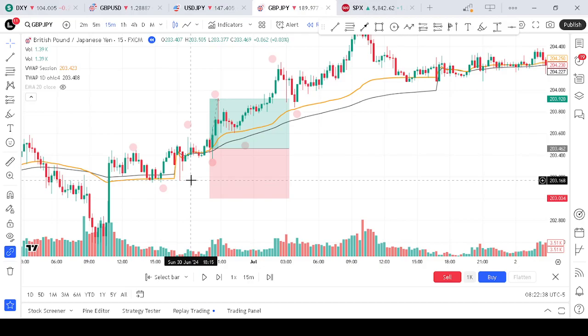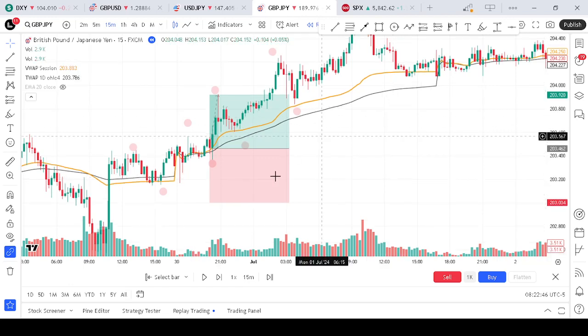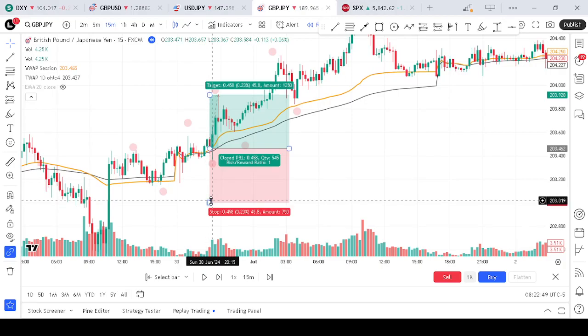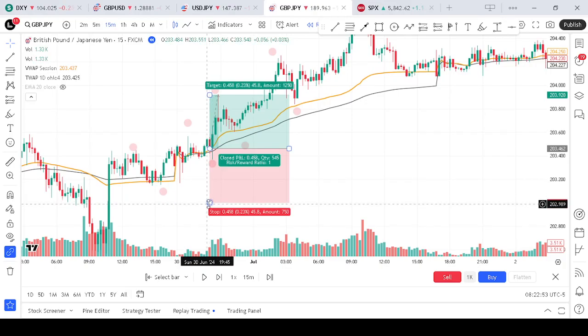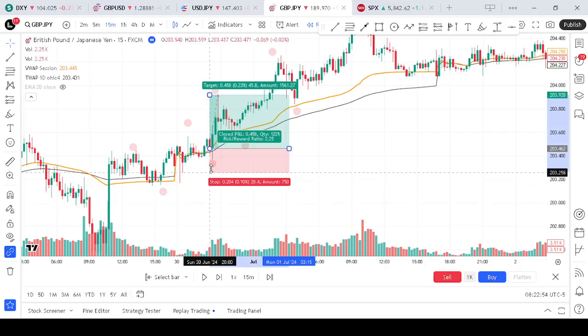Let's not forget position size matters. Calculate your position size based on your risk tolerance. For example, always risk 1% of your trading capital. Let us not forget that our risk management is also important.